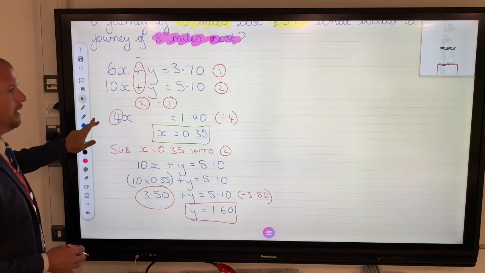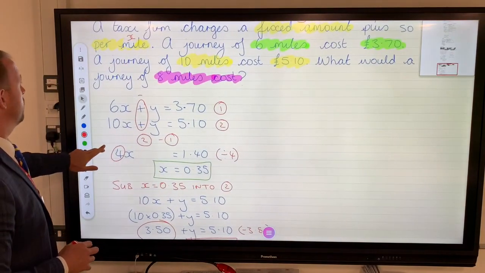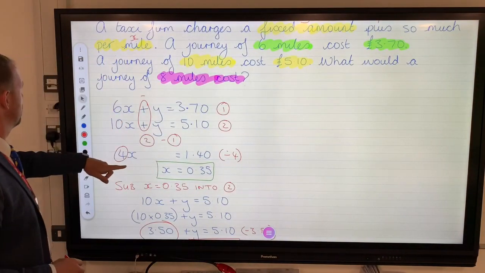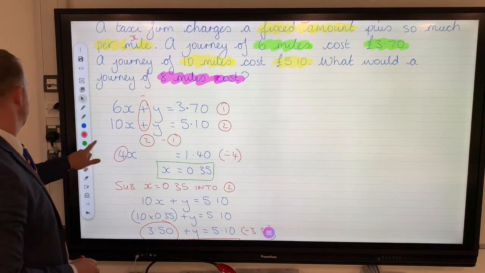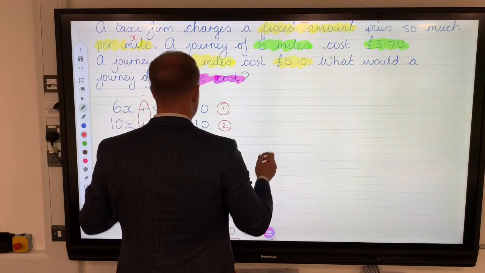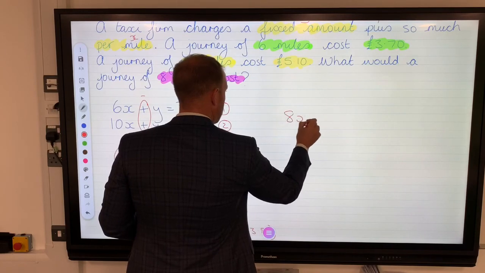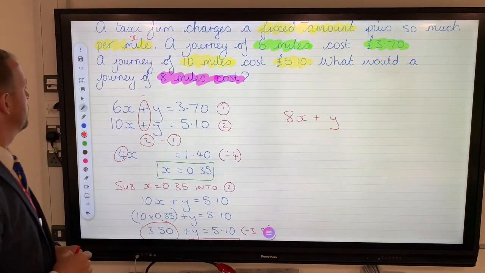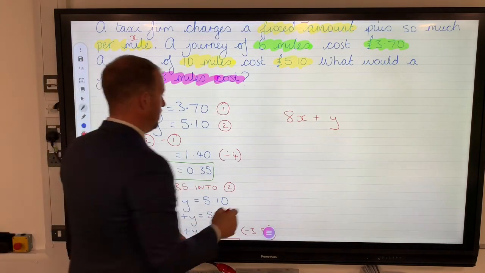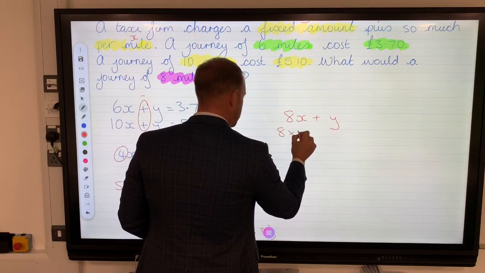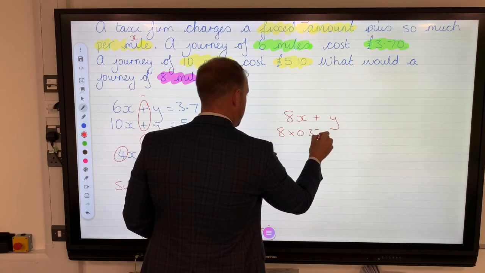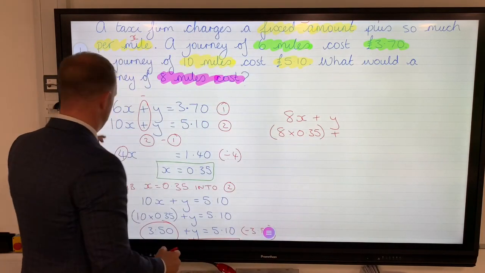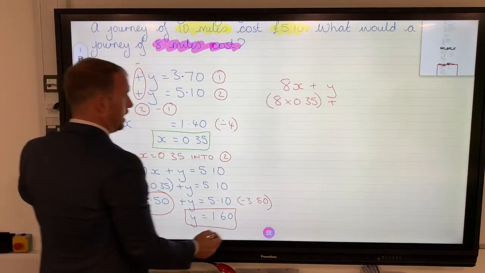So let's ask ourselves, have I answered the question? I've got, what would a journey of 8 miles cost? Okay, so I've got 8x plus the fixed rate. That's what they want. So then, if it's 35p, that means I've got 8 times 35p plus my fixed rate, which is £1.60.